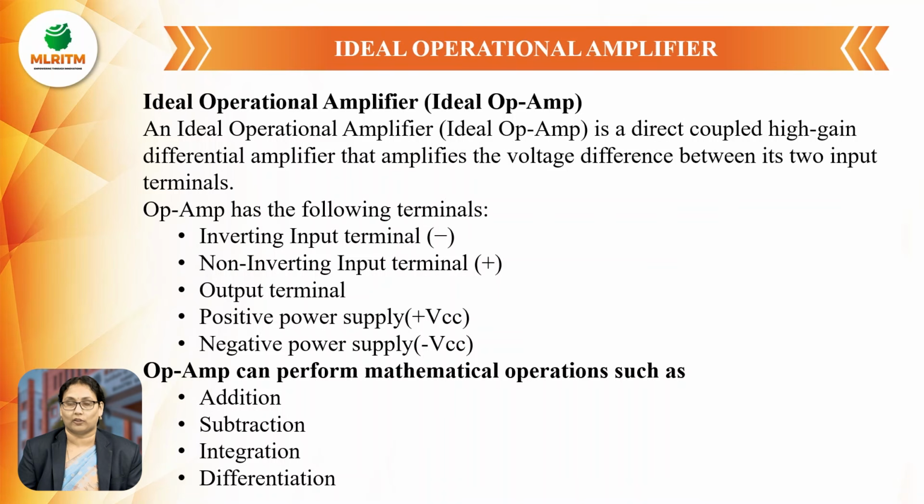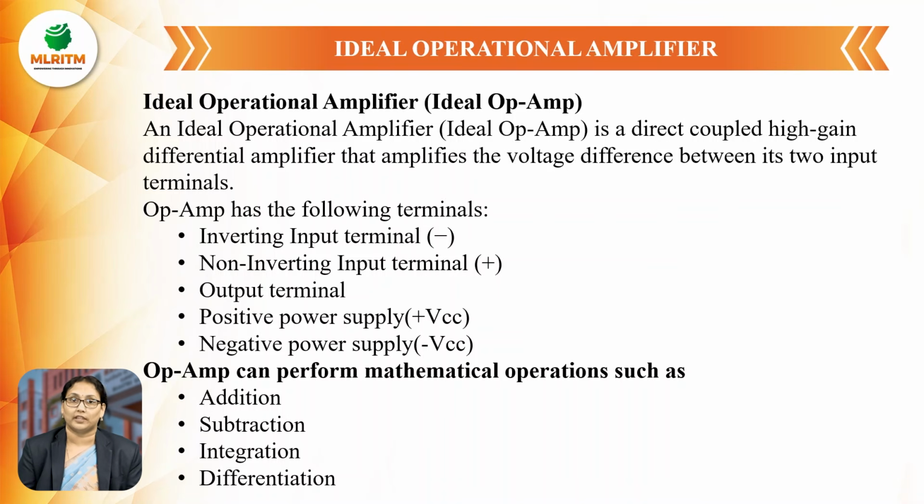Ideal operational amplifier or ideal op-amp. Operational amplifier is a direct coupled high gain amplifier which is used to amplify the voltage difference between the two input signals. So operational amplifier has 5 terminals. First one is inverting input terminal, non-inverting input terminal, output terminal, positive power supply and negative power supply. Positive power supply terminal is plus VCC and negative power supply terminal is minus VEE.